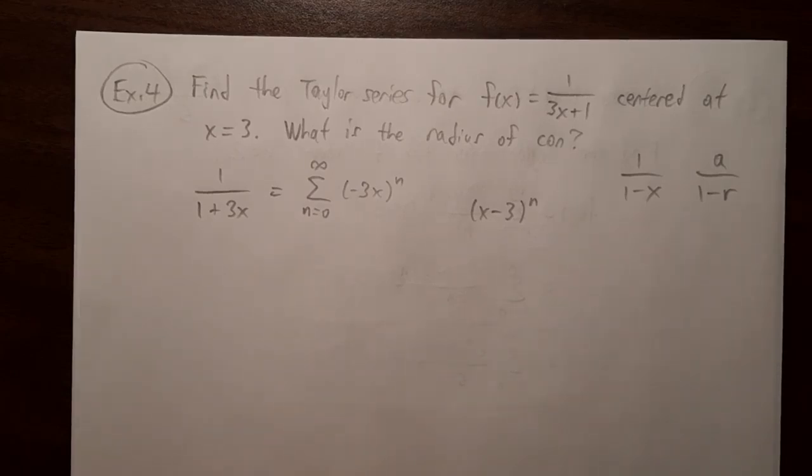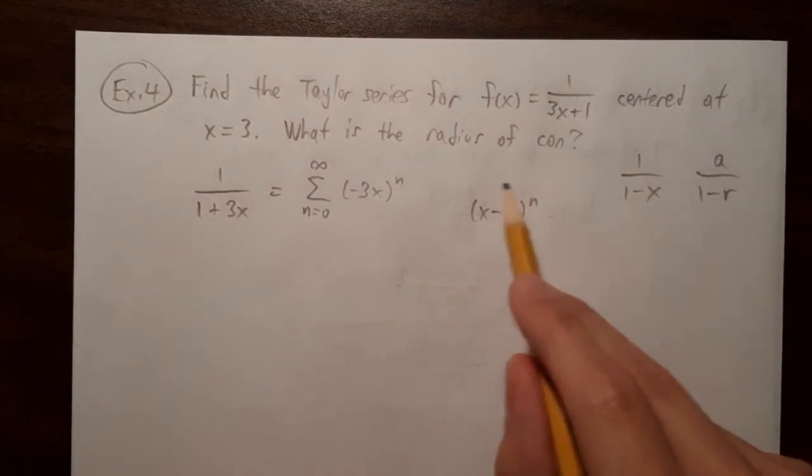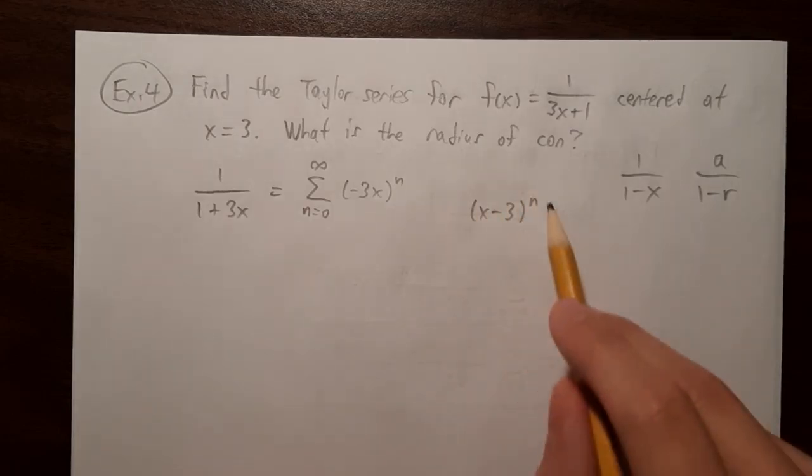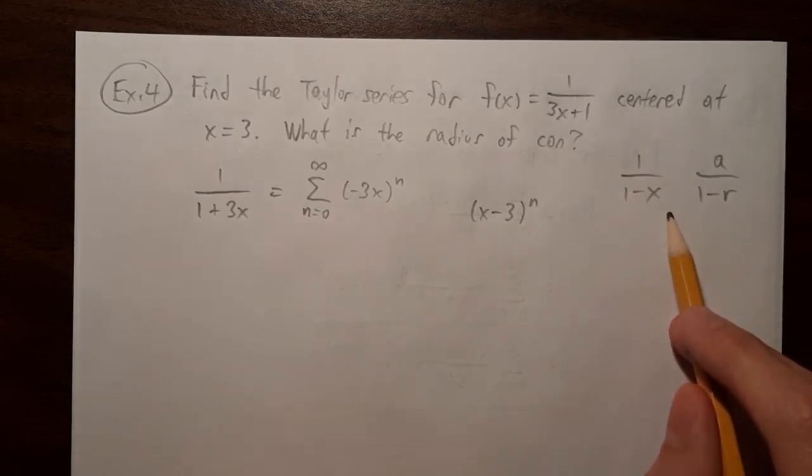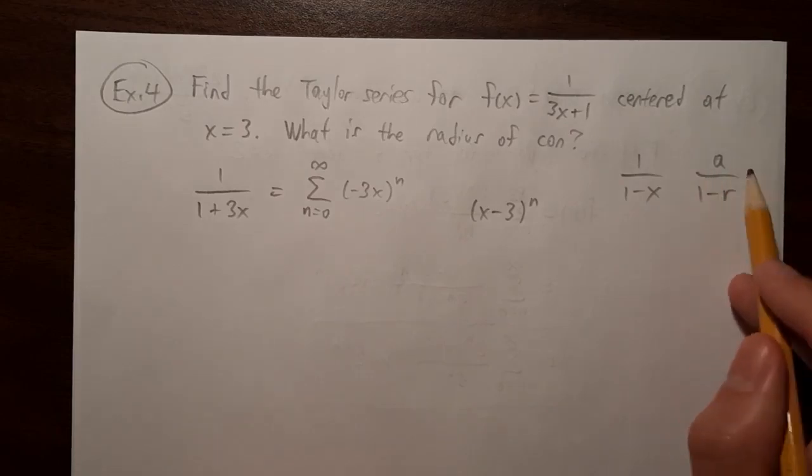Or, to be a little more precise, how can I get this in a series expression involving x minus 3 to appear, while still somehow piggybacking on the known series formulas for 1 over 1 minus x, or for a over 1 minus r?